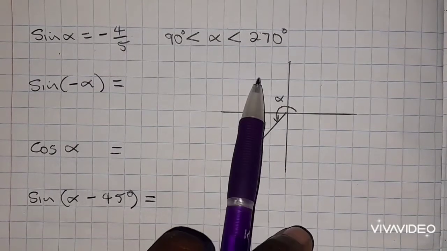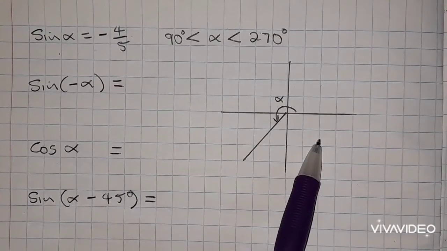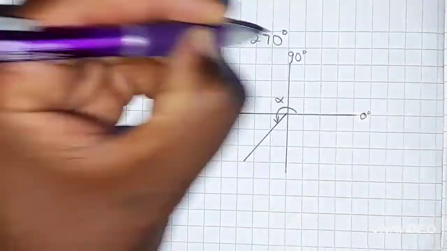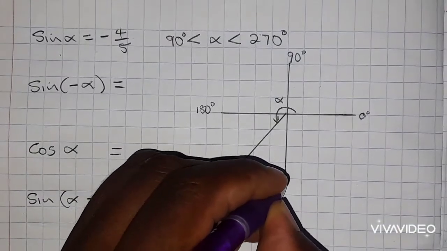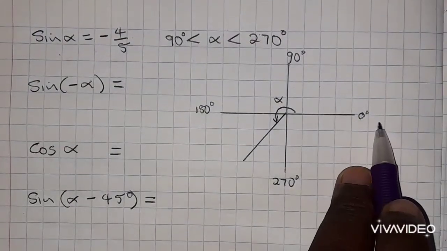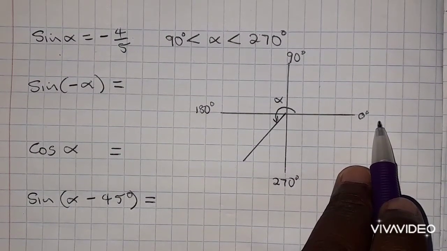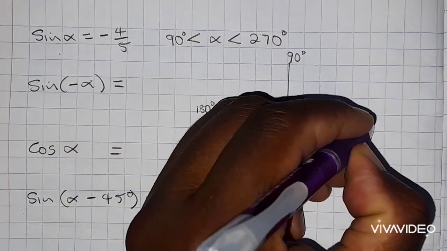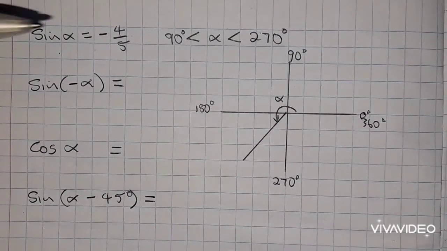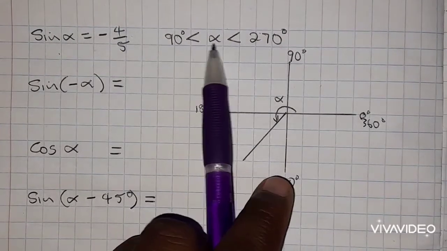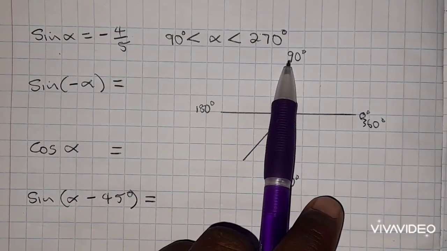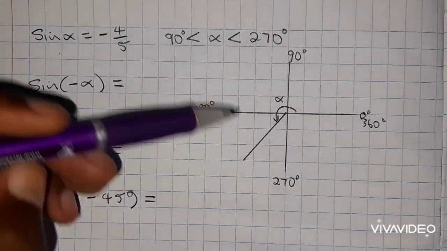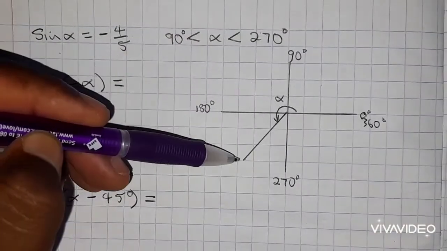Remember, we have got quadrant 1, quadrant 2, quadrant 3, and quadrant 4. And from quadrant 1, we start from 0 degrees, then this is 90 degrees, this is 180 degrees, and this is 270 degrees, and it comes back to this one to complete one revolution, that is 360 degrees. Now, we are told that our alpha is between 90 degrees and 270. So it's between this and this area. That is quadrant 2 and quadrant 3.